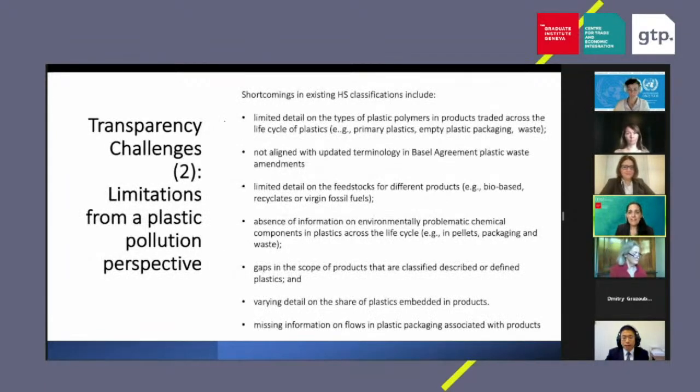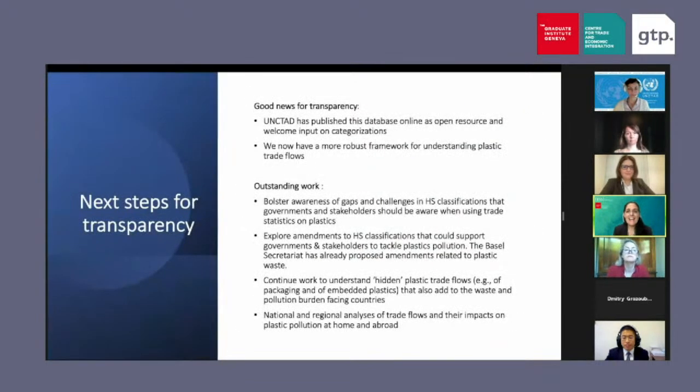I would say, just to conclude, we think that the database is really good news for transparency. We think it's great that it's an open online resource, and we hope it's very useful to policymakers and stakeholders and researchers alike. We've got a more robust framework now for understanding plastic trade flows, but we also welcome your input on our categorization if you think there's ways in which it should be improved.